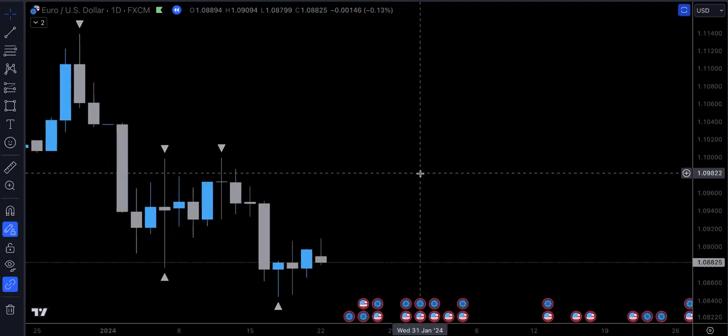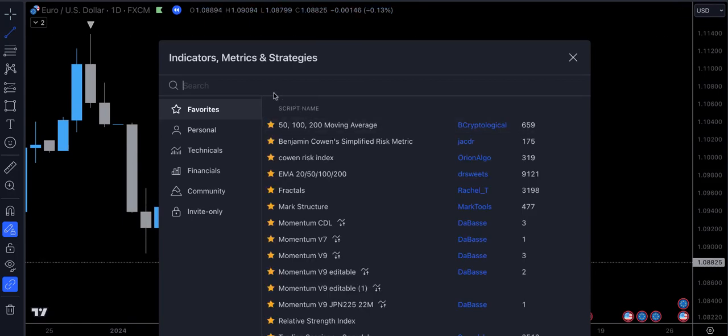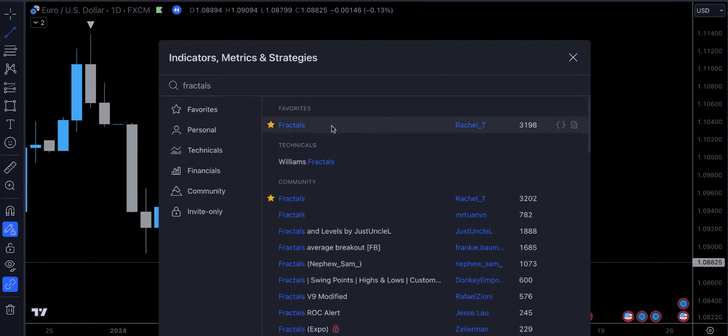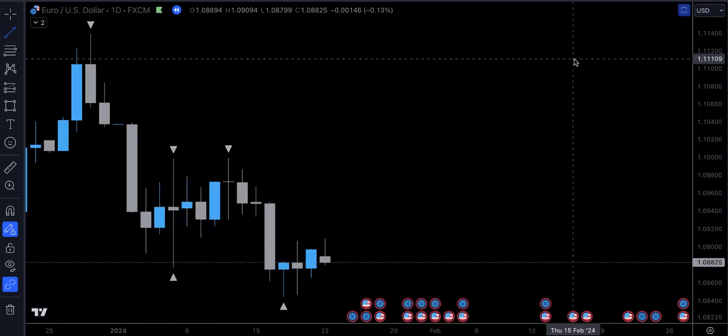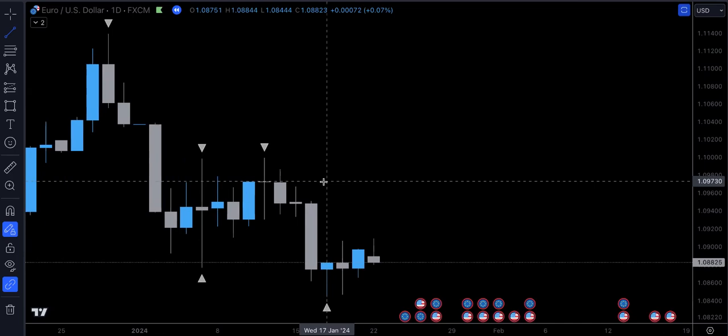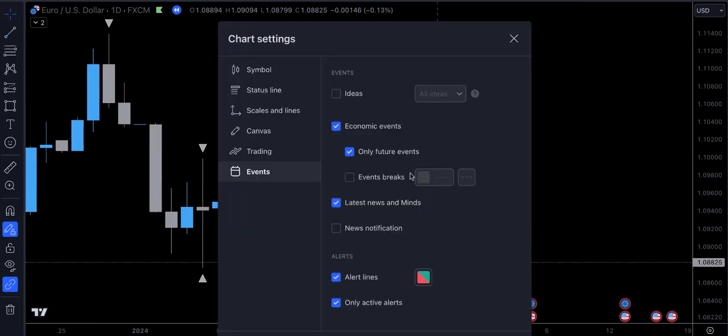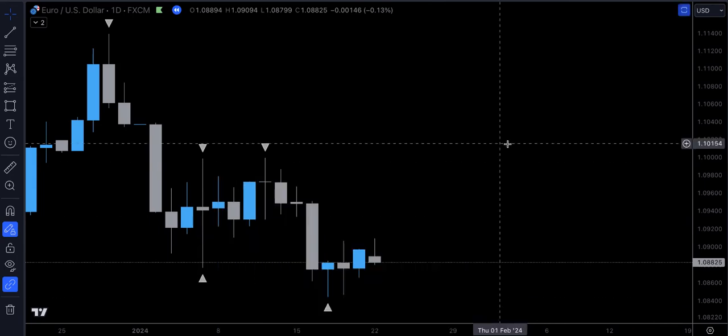Okay, so this is the daily time frame right here. What I want you guys to first off do, head over to the indicators at the top here, type in fractals. It's this one by Rachel_T, and this gives you a very mechanical way of identifying liquidity within the markets. Okay, so that's that. Apply that to your chart there.